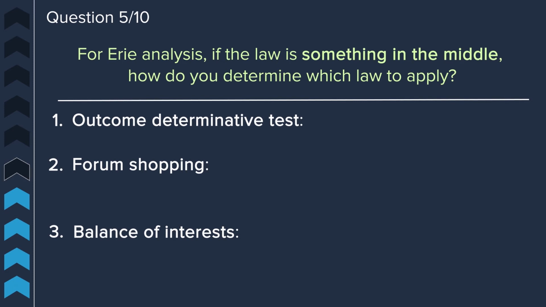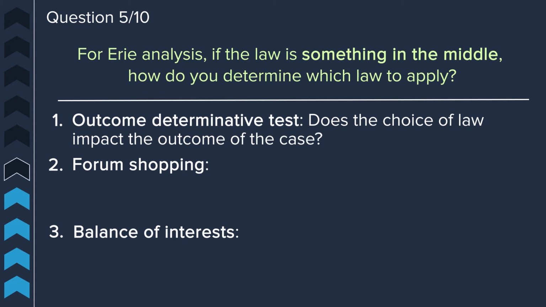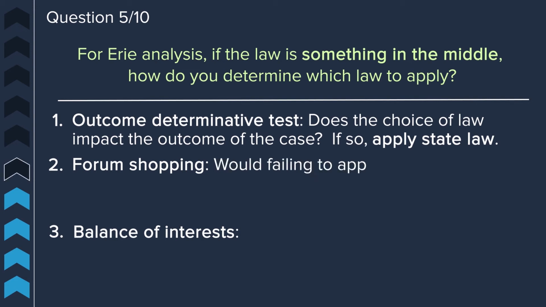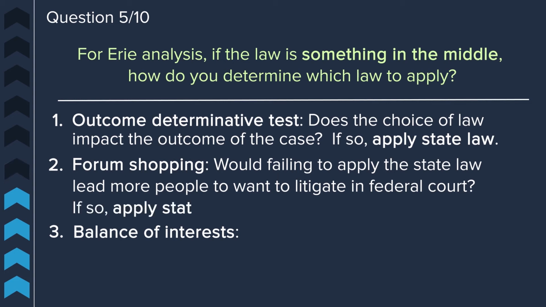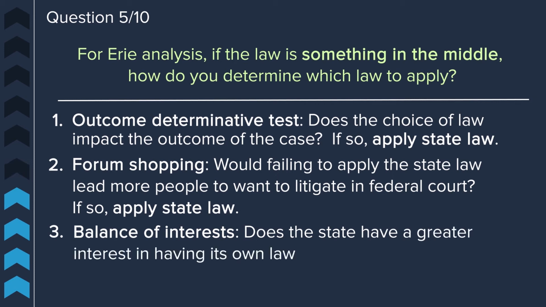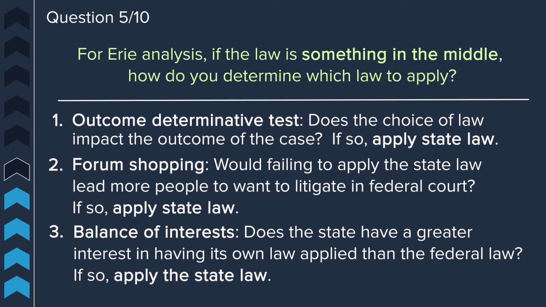First, for the outcome determinative test, ask, does the choice of law impact the outcome of the case? If so, apply state law. Second, for the forum shopping test, ask, would failing to apply the state law lead more people to want to litigate in federal court? In other words, encourage forum shopping. If yes, then apply state law. And third, for the balance of interest test, ask, does the state have a greater interest in having its own law applied than the federal law? And if so, apply state law.